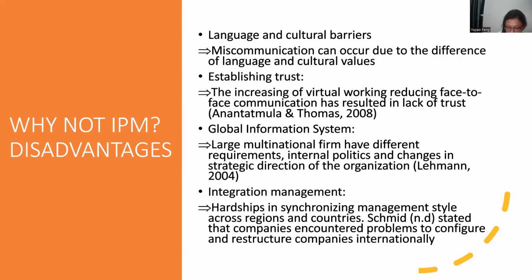Furthermore, IPM sometimes cannot deliver projects successfully because information is not updated simultaneously. In large multinational firms, a global information system cannot be established due to different requirements, internal politics, and changes in the strategic direction of the organization. Most importantly, IPMs fail when the company cannot configure and restructure itself to synchronize management style and move everyone towards the same direction.